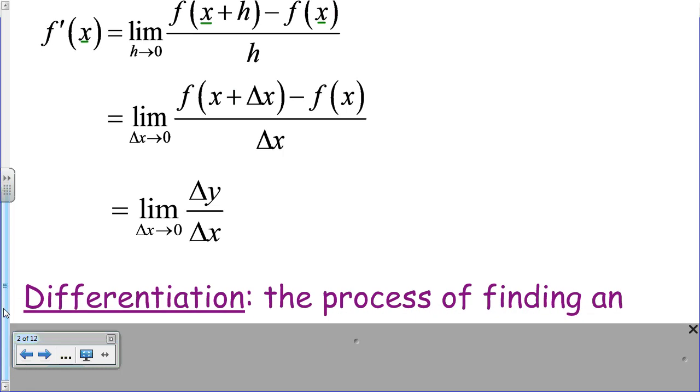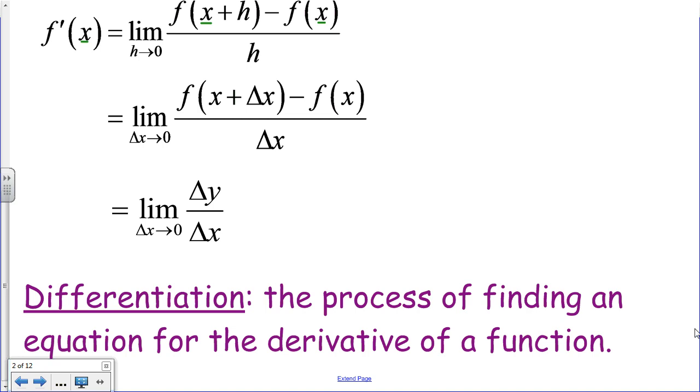All right. One last term that we should describe so that we understand what this means, and that is differentiation, or sometimes we say to differentiate. Differentiation is the process of finding an equation for the derivative of a function. So the book might ask you to use differentiation to find f prime, or they might say differentiate f of x, find f prime of x. Those all mean find the derivative. That's another way that we describe a derivative, differentiation.